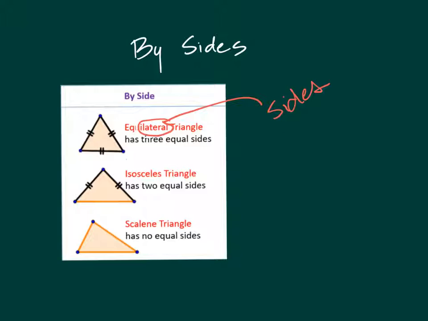Okay, so one of the ways that you can categorize triangles is by the types of sides that they have. So an equilateral triangle has all three sides the same. Equi means equal and lateral means sides. An isosceles triangle has two sides that are the same, and a scalene triangle has no equal sides. Usually that's shown to you by marking that the three sides are not equal to each other.